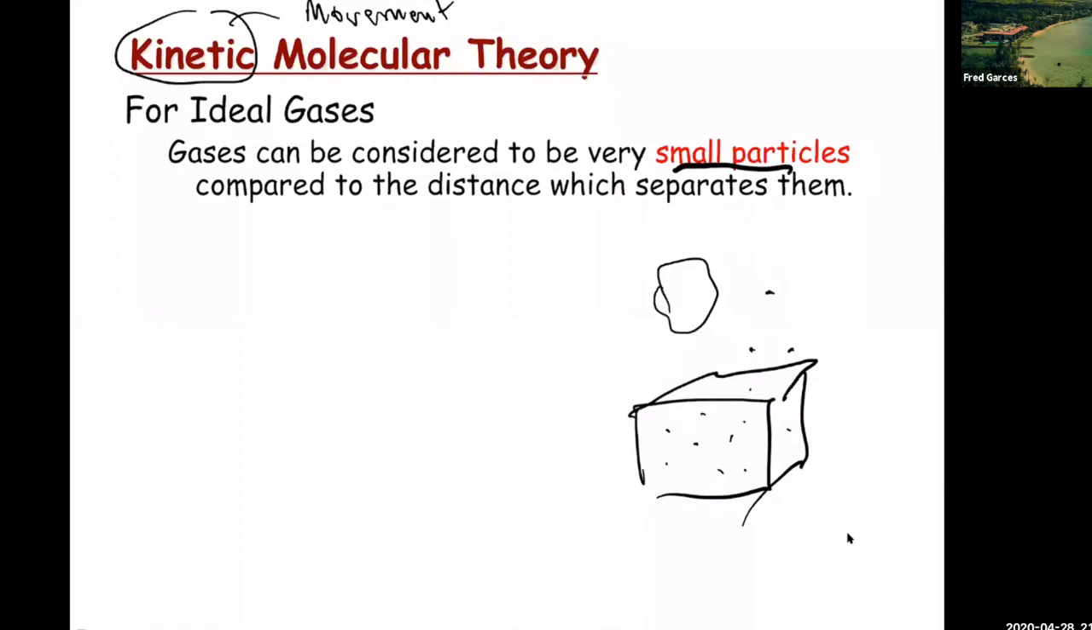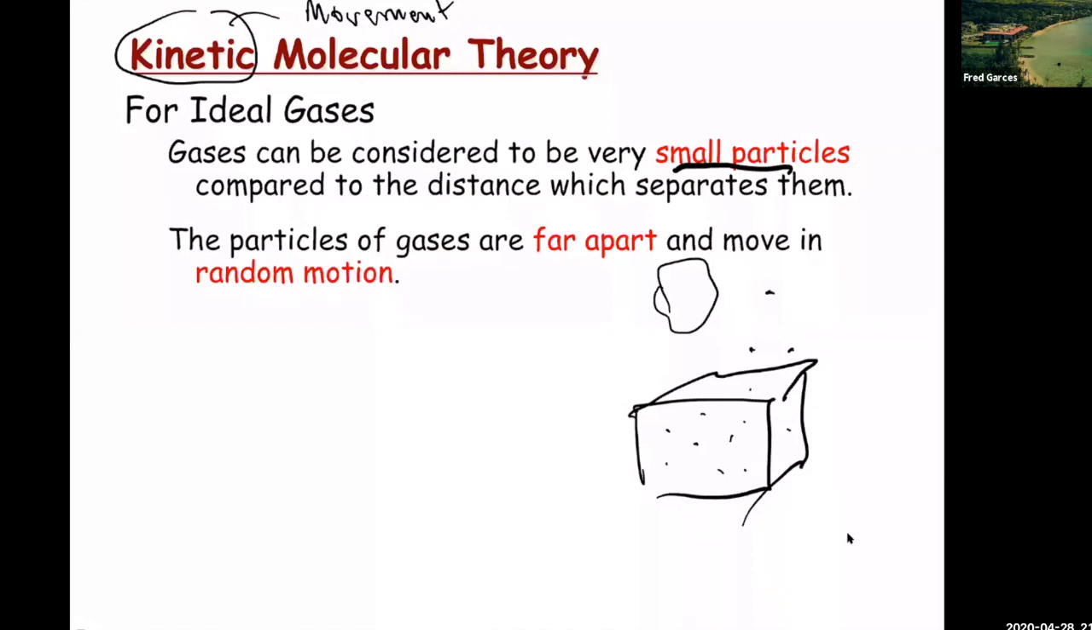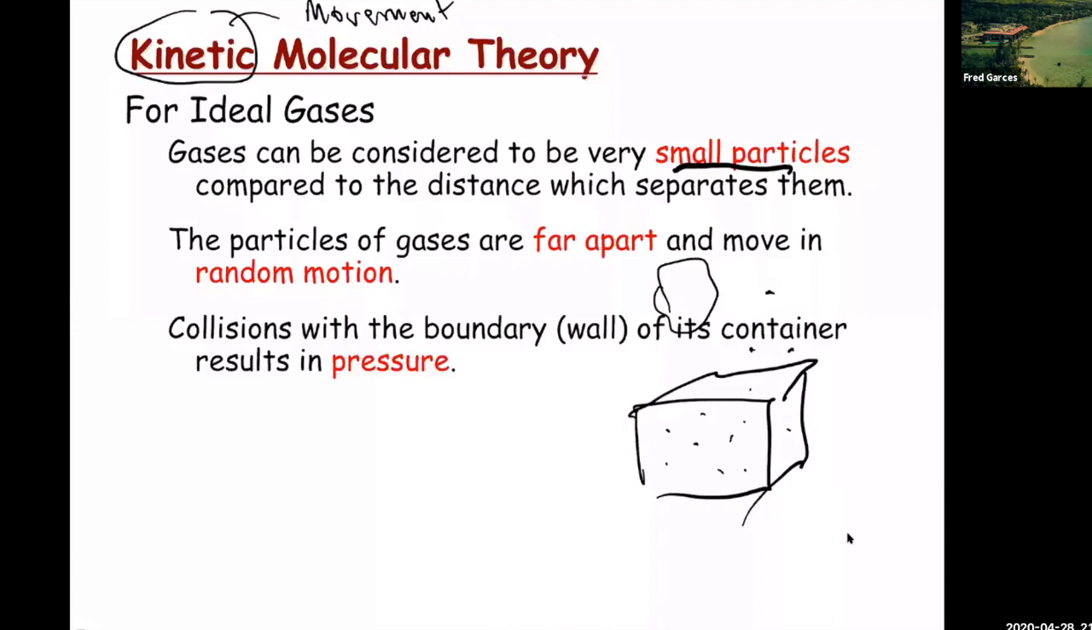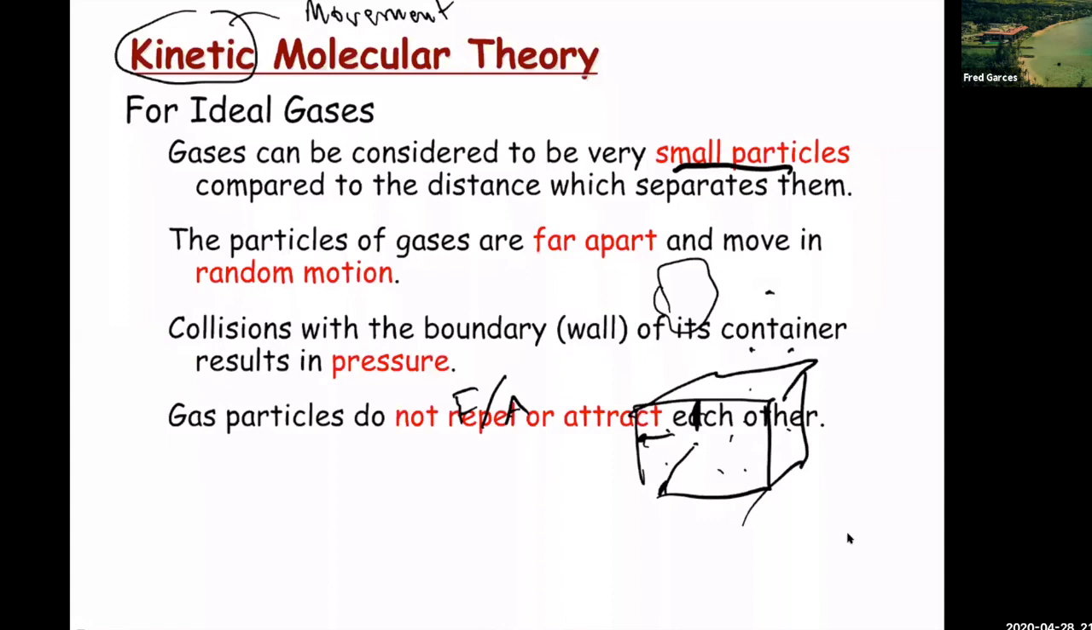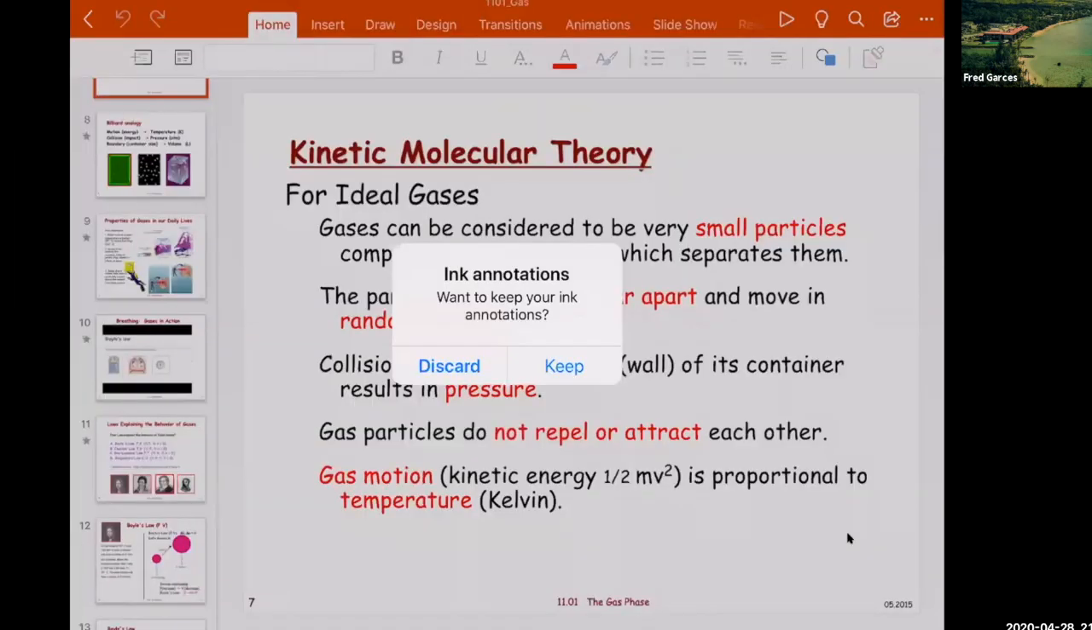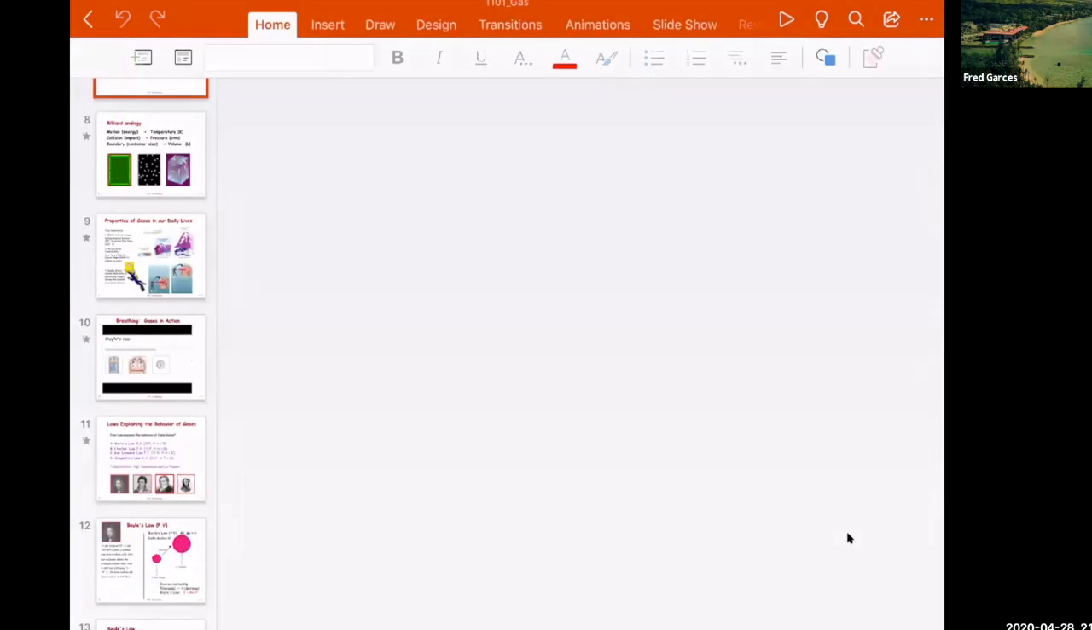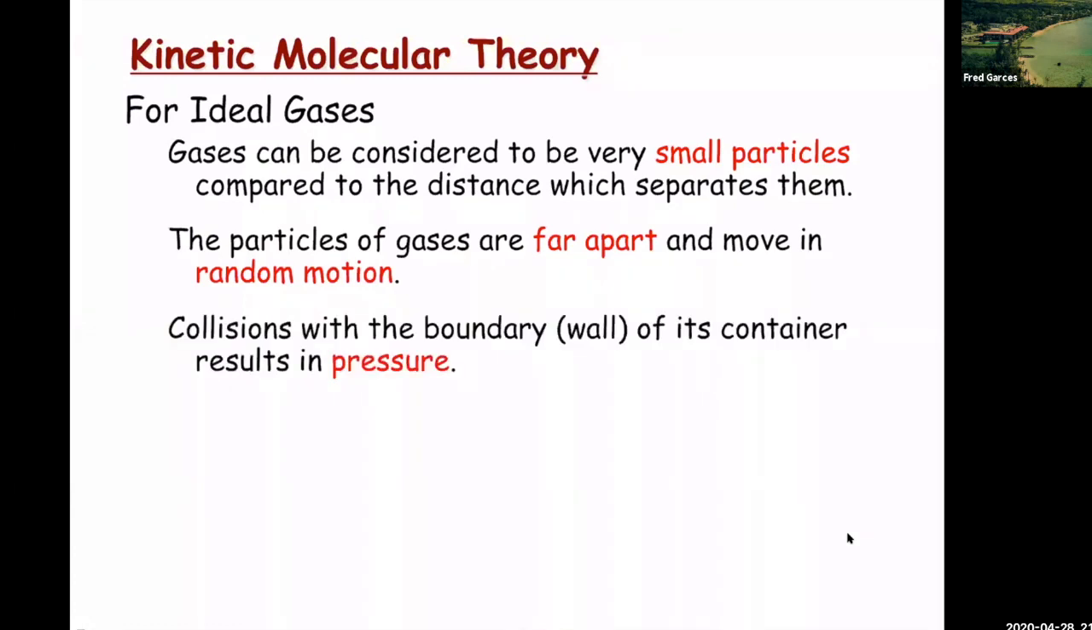Of course, in reality, molecules do occupy space, but if we assume that the space between one gas particle to another compared to its size is very negligible, then we can consider it a point particle. We also say that gas particles are far apart and move in random motion. They're always moving. We say that the collision with the boundary results in pressure because it's going to exert a force in that area, and that's what pressure is, force per unit area. Okay, so the gas will exert a pressure, and that pressure is based on the collision of the gas with the wall.